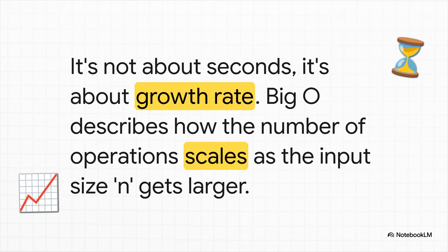And this is the key thing to get your head around. We are not timing our code with a stopwatch here. Big O could not care less if your function takes 5 milliseconds or 5 seconds on your laptop. What it cares about is the trend: how the number of operations grows as the size of the input, which we'll call n, gets larger and larger.